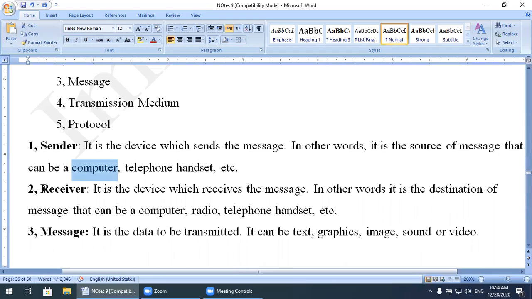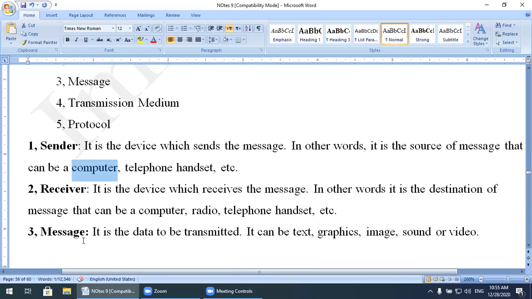Next one is receiver. Obviously, the receiver is also a device which receives or accepts the messages. In WhatsApp, when you select any person, at that time you are the sender, and the person to whom you are going to send the message is called the receiver. It is the device which receives the messages. In other words, it is the destination of the message, which can be a computer, a radio, a telephone handset, a mobile, etc. So the sender can be a device, and the receiver can also be a device.